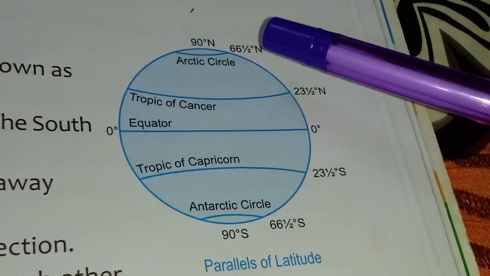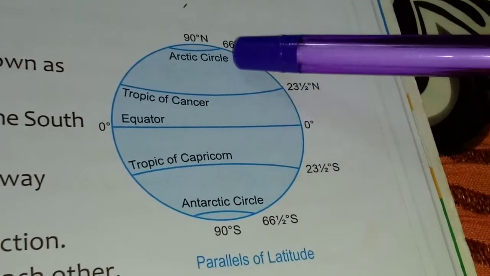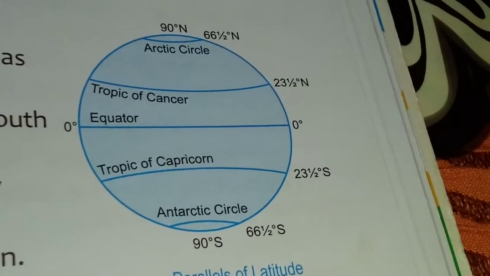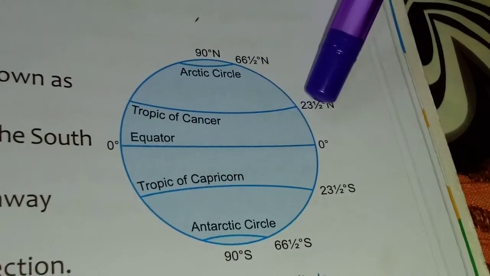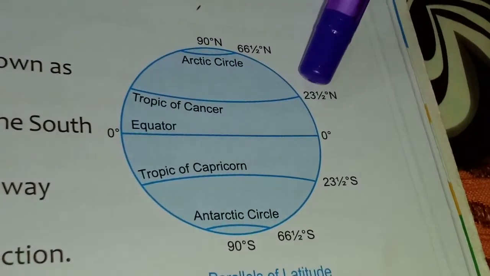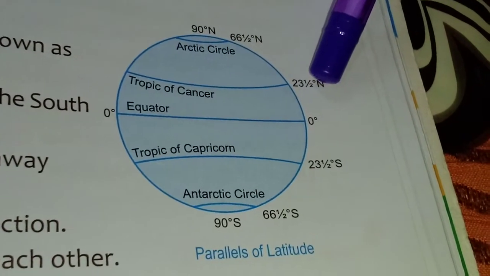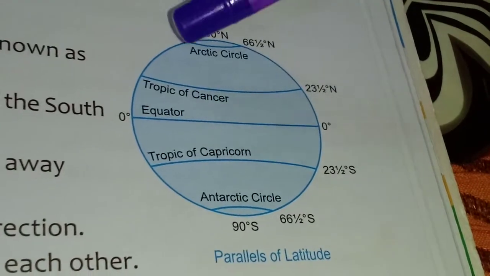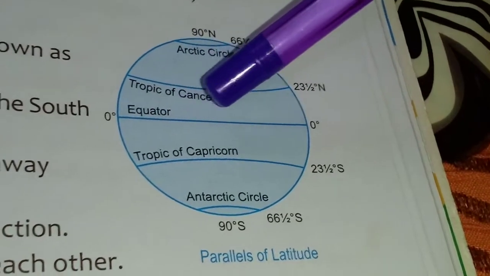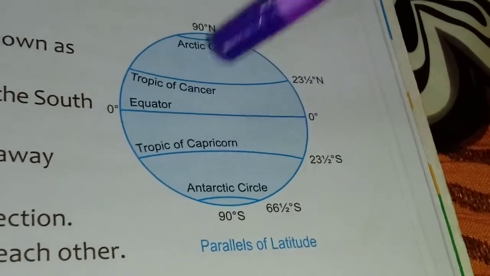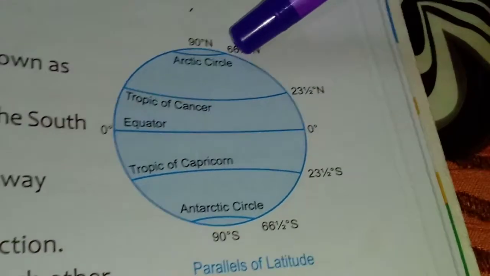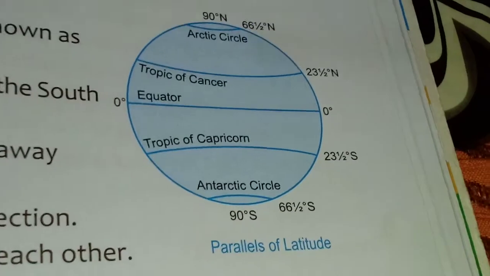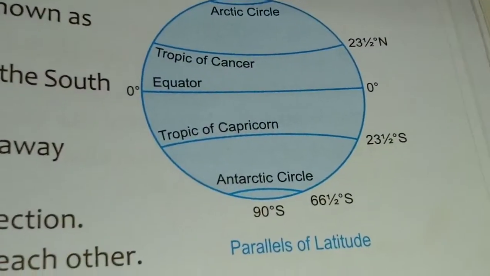If we move to the northern part of the equator, we will find the Tropic of Cancer. Just have a look. It is the Tropic of Cancer, 23.5 degree north. And then the Arctic Circle, it is 66.5 degree north, and the North Pole, 90 degree north.